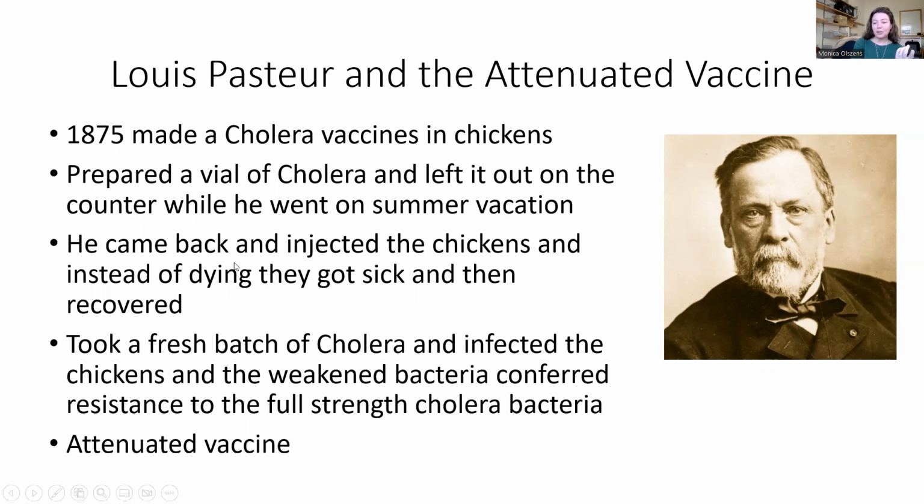So here, what happened to the cholera was that some of it died while it was waiting on the shelf. Some of it was in a weakened state. So instead of getting the full-blown cholera, they had a weakened version of cholera and then recovered. So then he took a fresh batch of cholera and infected the chickens, the ones that had received the attenuated vaccine. And then the weakened bacteria conferred resistance to the full-strength cholera bacteria. So he actually also created the attenuated vaccine against cholera.